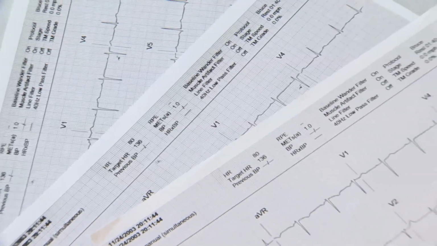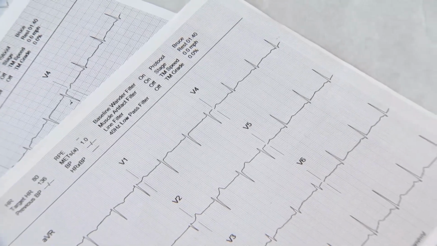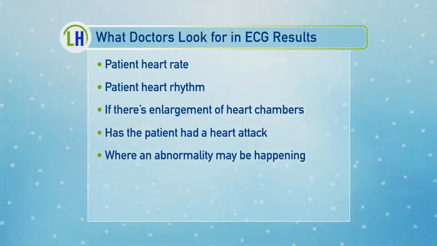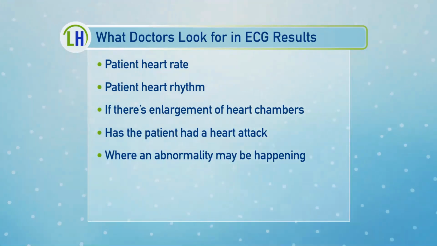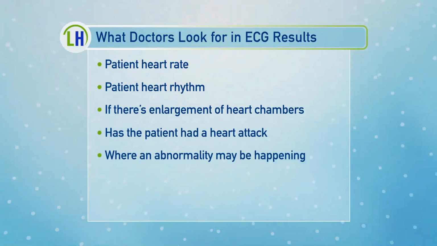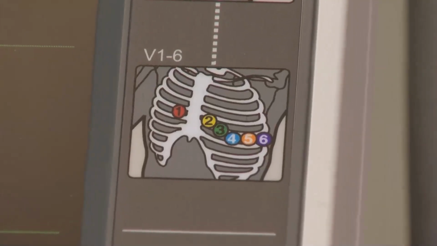Tell me about what you're looking for in the printout of the result. Well, the first thing that we look at is what's the patient's heart rate. Is the heart rate normal? Is it abnormally fast or slow? Then we look at the heart rhythm. Is the heart rhythm coming from the heart's normal pacemaker, or are they having an abnormal heart rhythm? And then beyond that, to see if there's any evidence of enlargement in chambers of the heart. Has the patient had a heart attack? Could they be having a heart attack now? The way the leads are configured, they go around the heart so that we can sometimes localize abnormalities to a specific part of the heart depending on the pattern of the ECG.